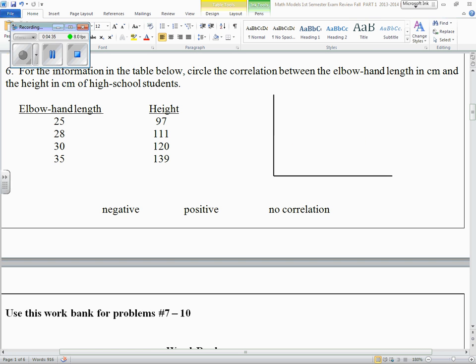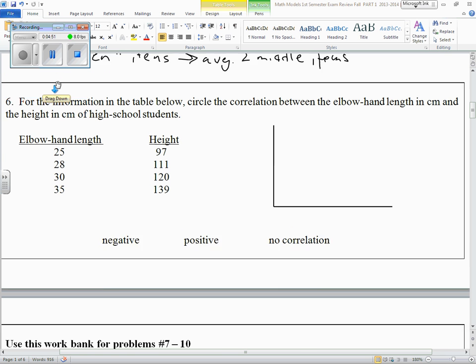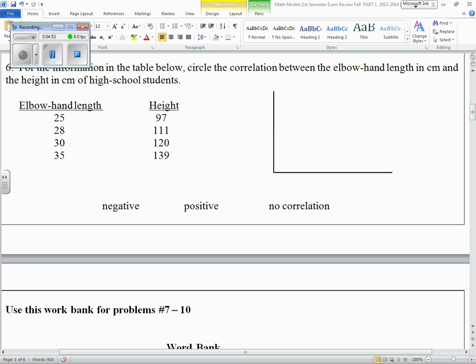All right, number 6. For the information in the table below, circle the correlation between the elbow hand length and the height in centimeters of the high school students. Okay, so if we wanted to graph it, we could graph it just to make sure. Hand length is going to go on our x's. Hand length will be our x values, and height will be our y values.